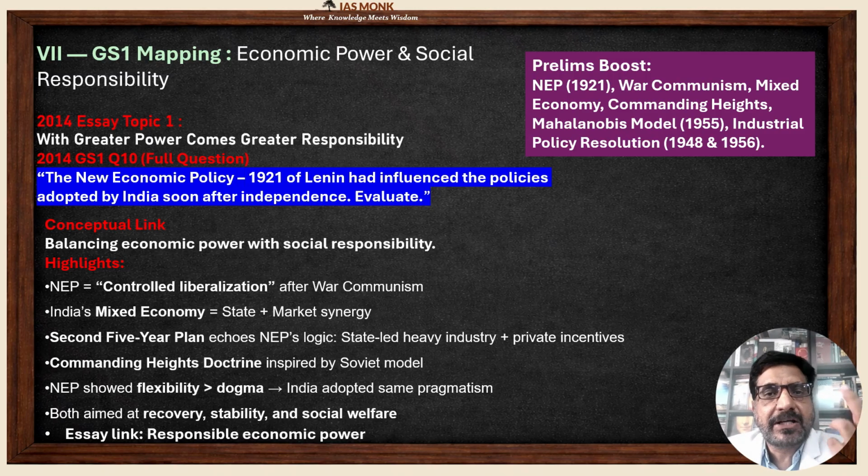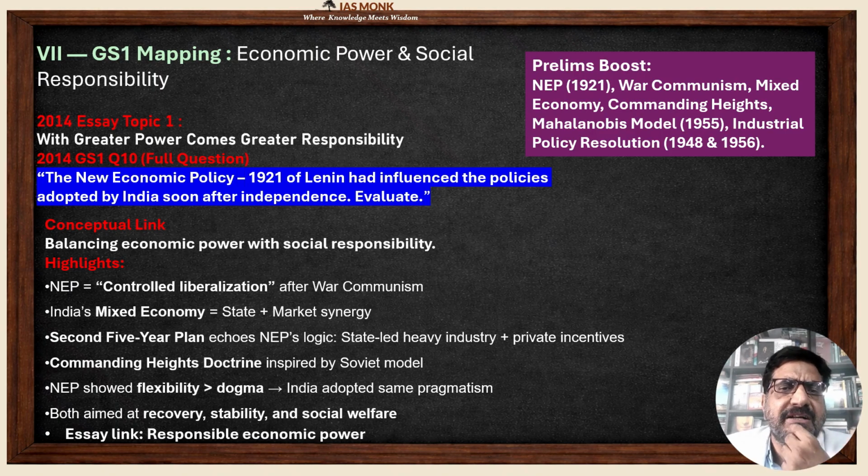Lenin's New Economic Policy of 1921 was a strategic retreat from rigid state control to a mixed model, that is, the state keeping the commanding heights while allowing market incentives for agriculture, small industries and trade. So it balanced state power with economic responsibility towards citizens' survival after war and famine.